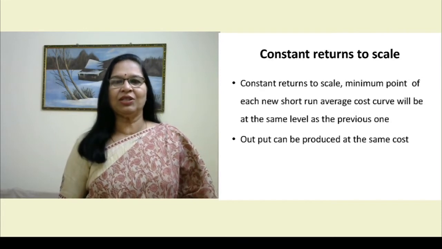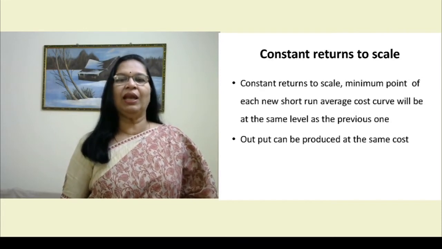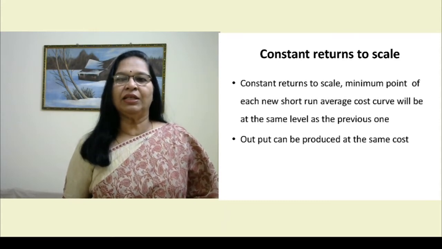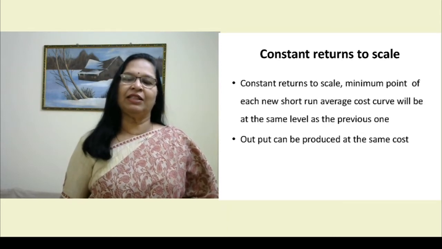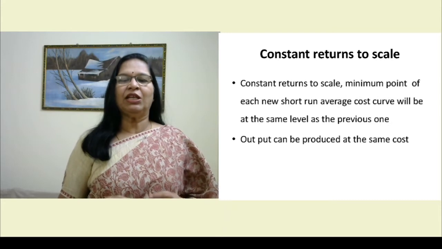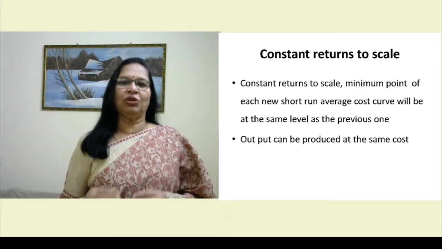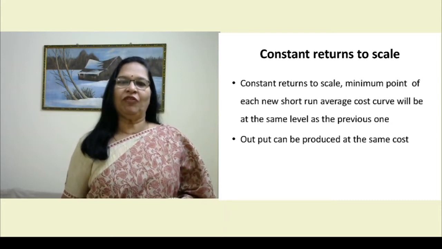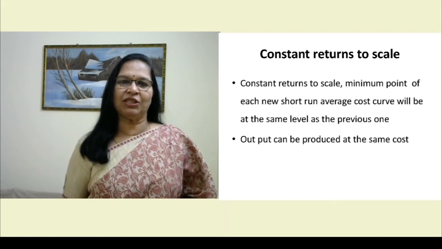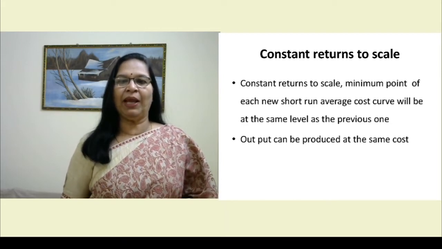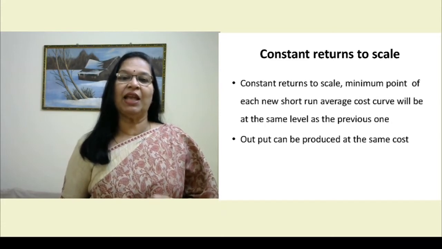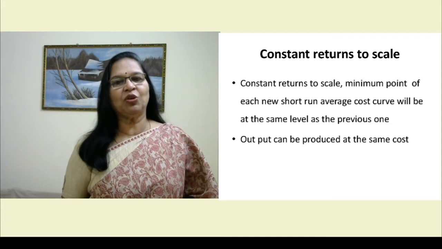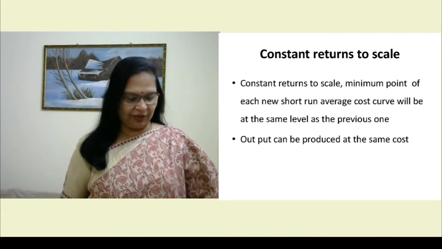The next one is known as constant returns to scale, where the minimum point of each short-run cost curve will be the same as the previous level. That means the short run cost curves, two or three short run cost curves, when the firm is experiencing constant returns to scale, will be on the same plane. And that means the production can be carried out at the same cost for some time. It is also known as constant cost.